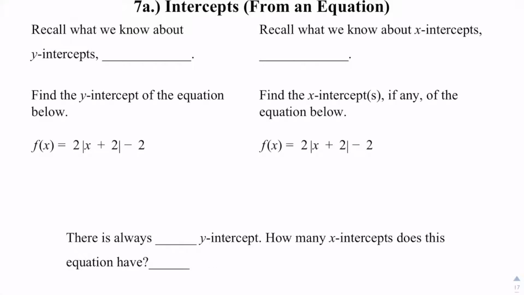So what we first want to think about is we want to recall what we know about x and y intercepts. When we have an x-intercept, we know that our y is equal to 0. And we know that when we have a y-intercept, our x is equal to 0. So with that knowledge, we can come down here and find our intercepts from equations. To find our y-intercepts, we're going to set our x equal to 0 and solve for y.